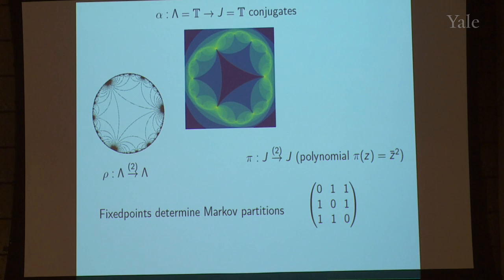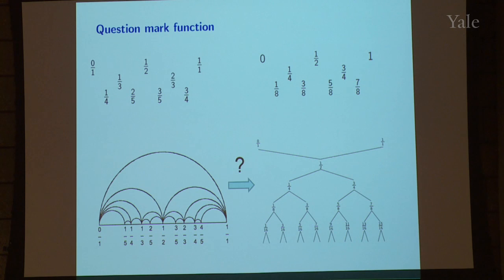And then the welding homeomorphism conjugates this to the map z bar squared defined on the circle, which we think of as the Julia set of the polynomial. Both maps are two-to-one, orientation reversing. So we have three fixed points in both cases, and these fixed points determine Markov partitions. So we have a topological Markov chain over this matrix. We just match the itineraries with respect to this Markov partition, and that gives us this alpha. This homeomorphism alpha is known as the Minkowski question mark function.